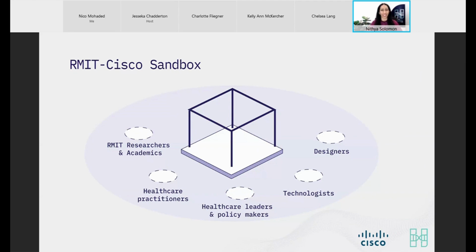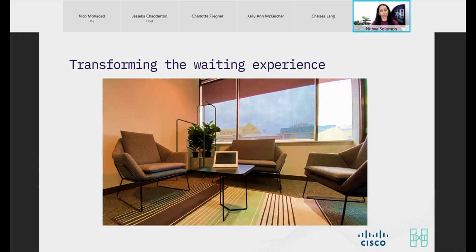I'm going to show you some pictures in a minute that will look a bit more exciting than the beautifully designed cube that someone has drawn. What we really want to do is create physical spaces with state-of-the-art technology from Cisco, monitors, tablets with movement sensors, cameras, that can set up an information architecture to help us and our collaborators test different ways of delivering care.